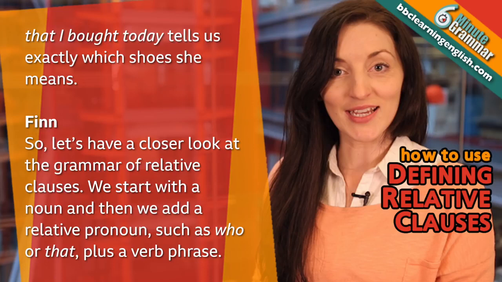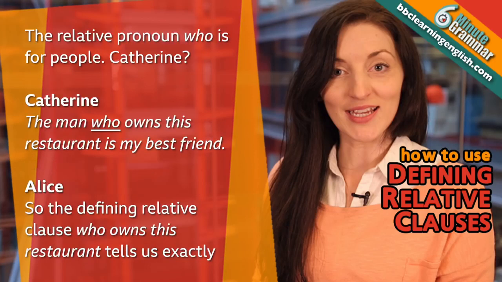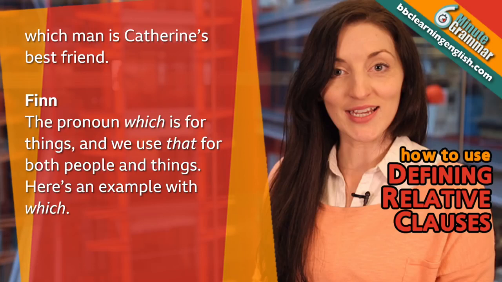We start with a noun, and then we add a relative pronoun, such as who or that, plus a verb phrase. The relative pronoun who is for people. Catherine: The man who owns this restaurant is my best friend. So, the defining relative clause, who owns this restaurant, tells us exactly which man is Catherine's best friend.